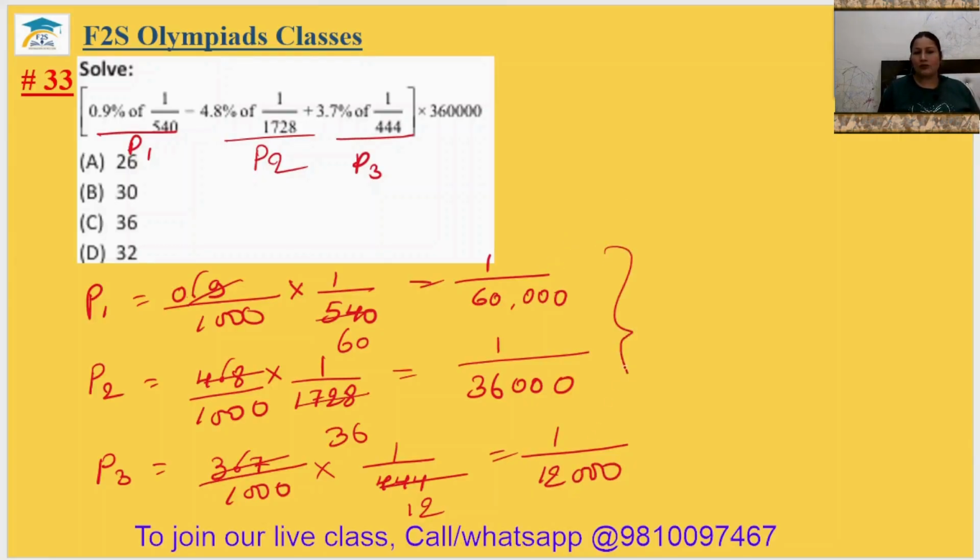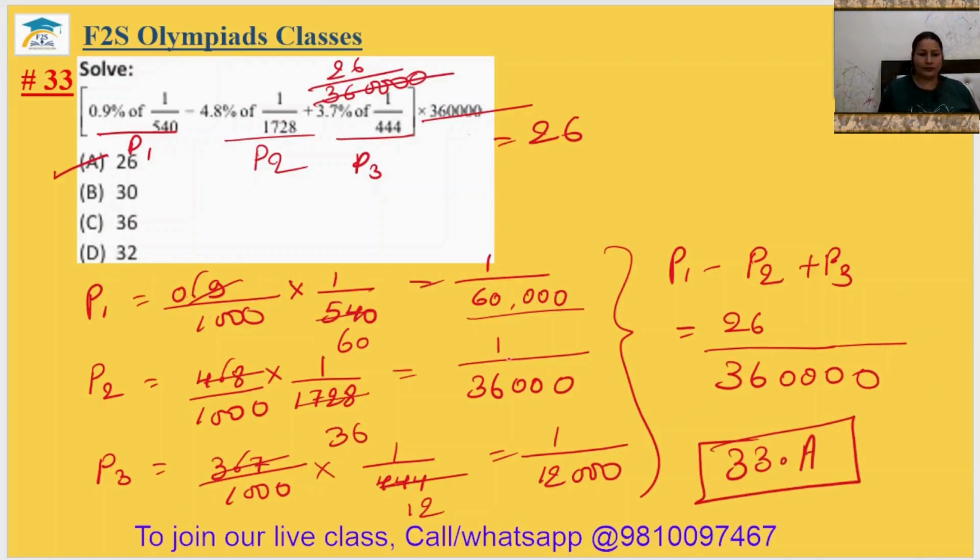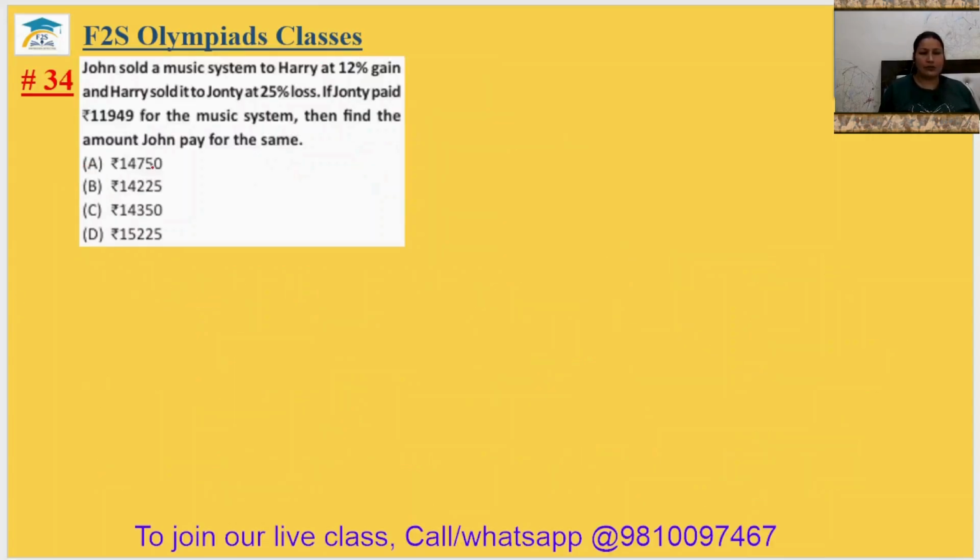Okay. Now P1 minus P2 plus P3, you will get 26 upon 36,000. Sorry, not 36,000, one more zero will be there, because there is 60,000. So 4 zeros are here and 4 zeros are here also. These cancel out, so we are left with 26 only. It is in option A. The 33rd answer is option A. Okay. Question number 34.